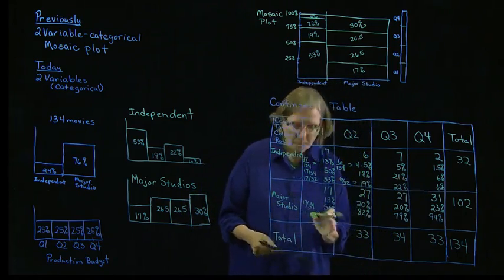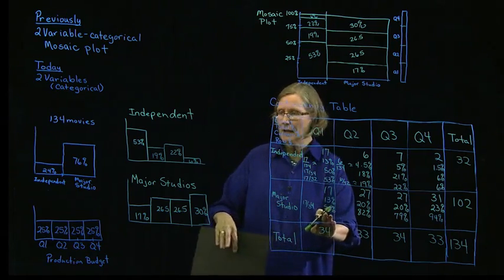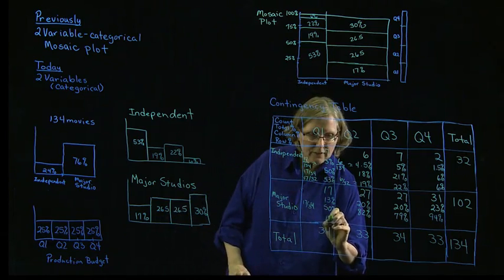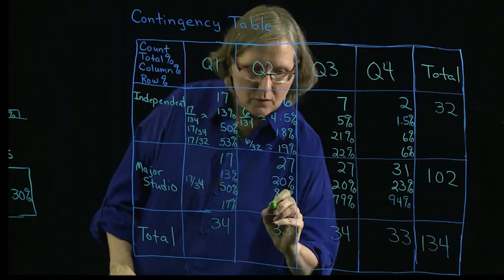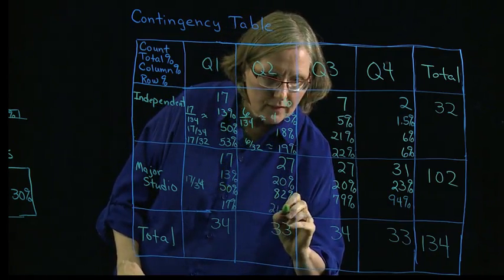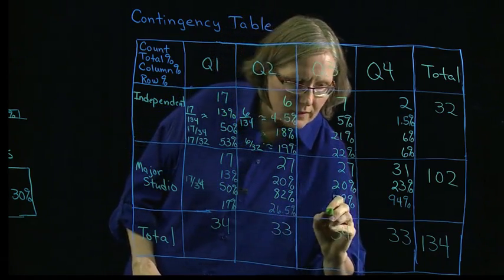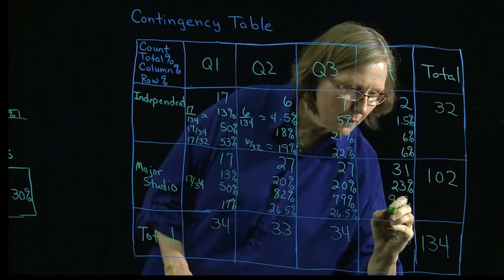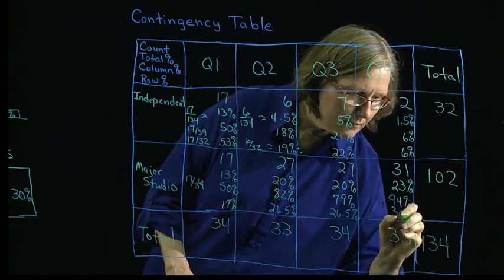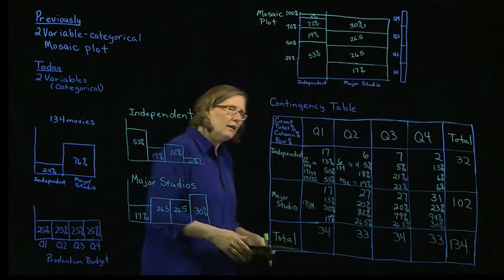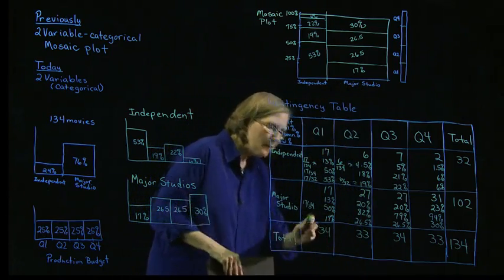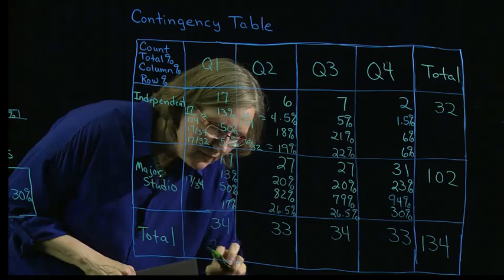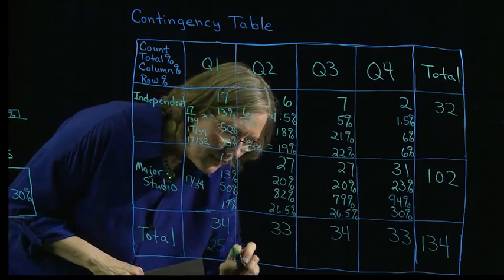For the major studios, we can just pull the row percents off our bar chart: 17%, 26.5%, 26.5%, and 30%. If we look at the percentages of the total of our columns, each represented 25%.